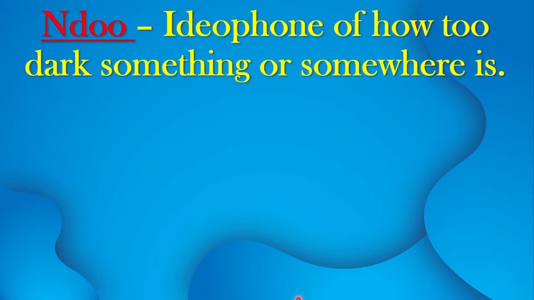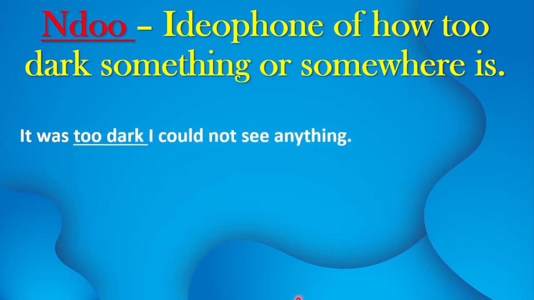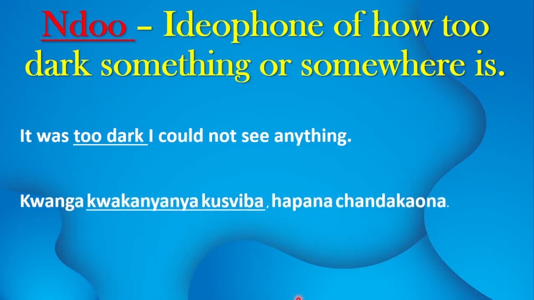Our first Ideophone is Ndoo, the one in red there. It's an Ideophone of how too dark something or somewhere is. So what we are going to be doing, we are going to be giving you the first sentence in English. It was too dark, I could not see anything. Then the second sentence is going to be a Shona sentence, but without using the Ideophone. Kwanga kwakanyanya kusviba, hapana chandakaona. Kwakanyanya kusviba is equivalent to too dark.